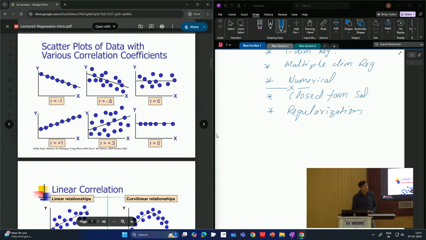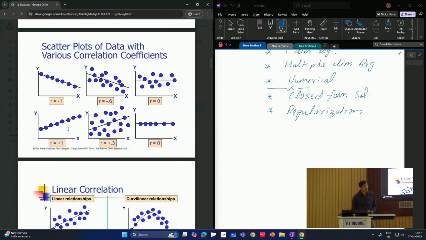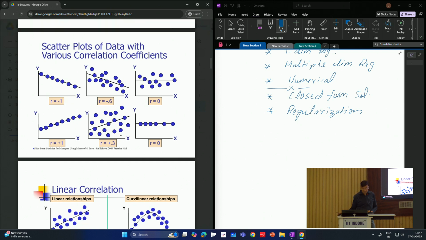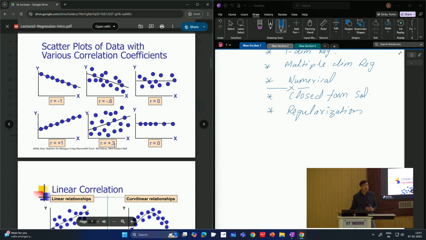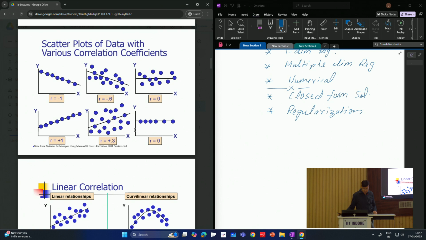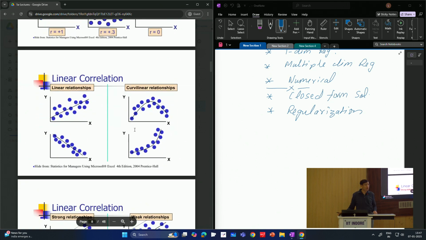If you look at the bottom row, this one is positively correlated, strongly, weakly correlated, no correlation. The R values are written here at the bottom, right? So this is just to give you an idea. You don't need to always have a linear relation. You can have a curvy linear relationship, which is shown in the next figure.